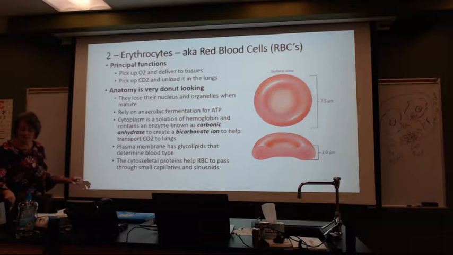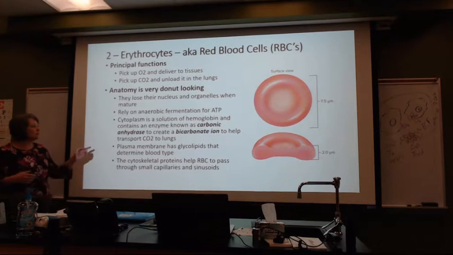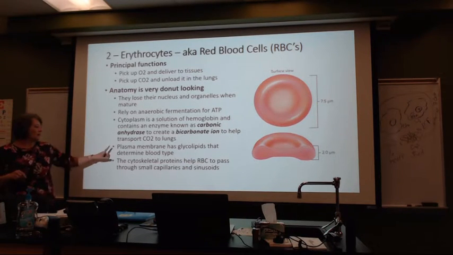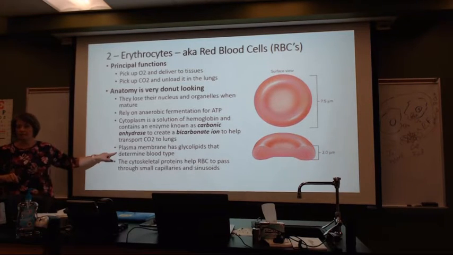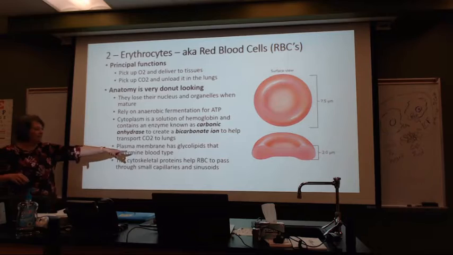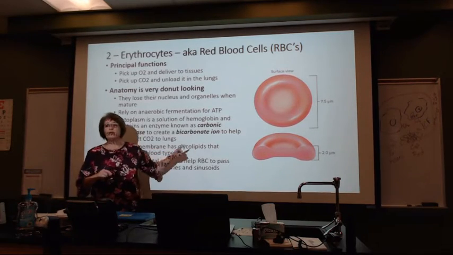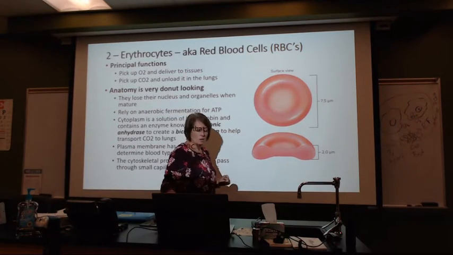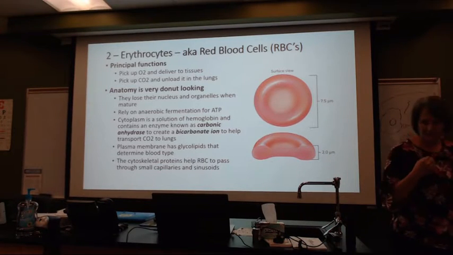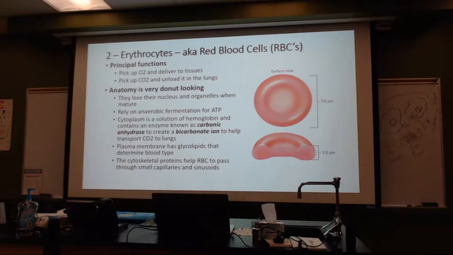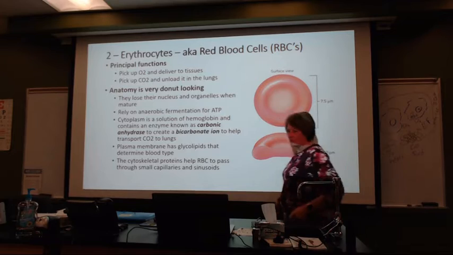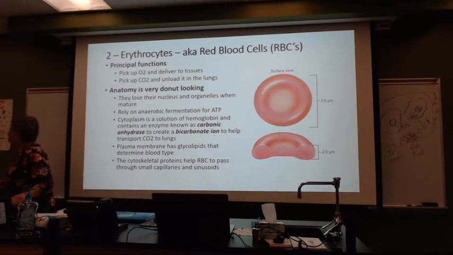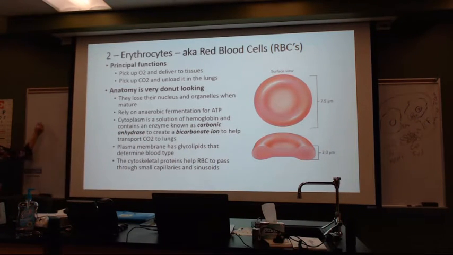So, some of the other things about the red blood cell. The plasma membrane, because it's a cell of the body, has glycolipids. What's a glycolipid? Now, let's think back to our plasma membrane. What's the structure of it?